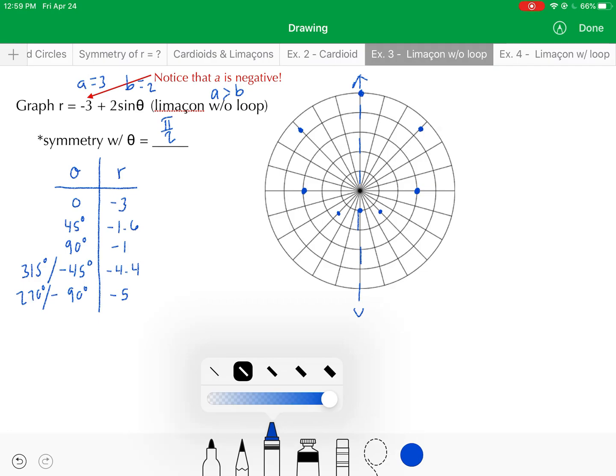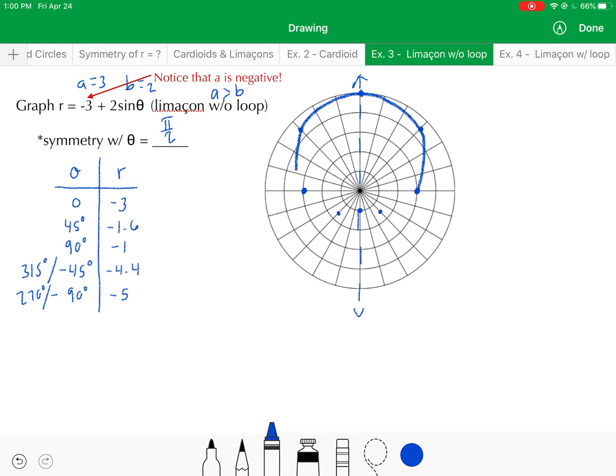Okay, so now we can trace this out. I'll just start on the polar axis. We come up, come around, and there you go. There is your limacon without a loop. Again, sometimes referred to as a dimpled limacon.